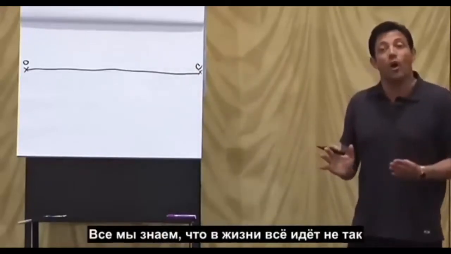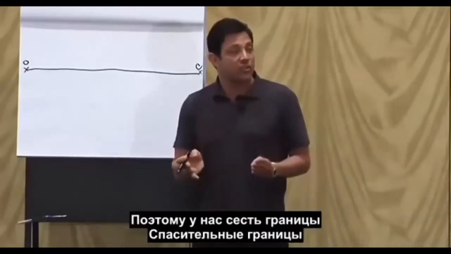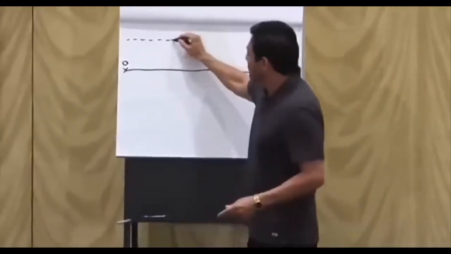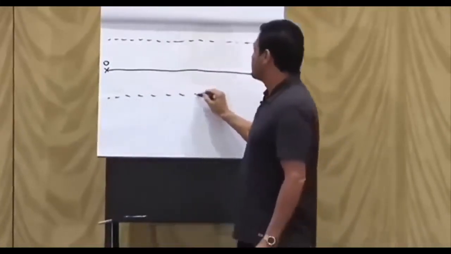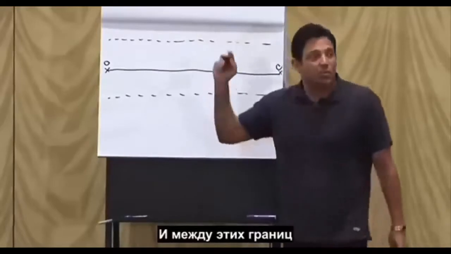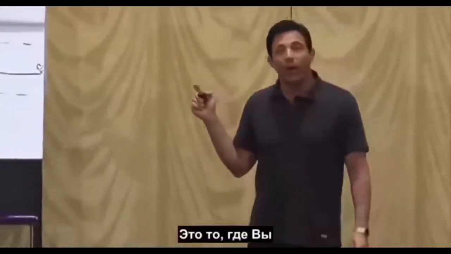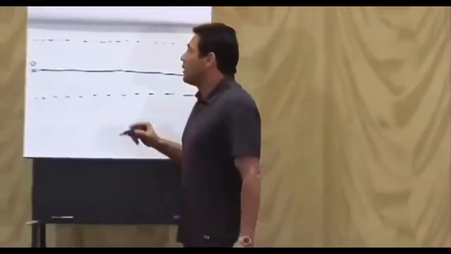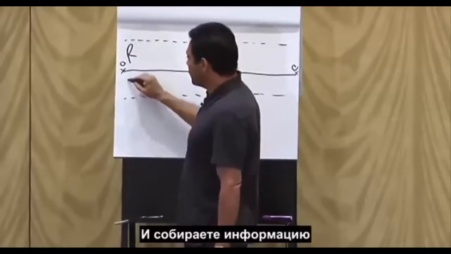Now, we all know that in the real world, it doesn't go this way. So we have what we call boundaries, healthy boundaries that go off the straight line. And they're very powerful. They're helpful. You have a boundary above the line, and you have a boundary below the line. Okay? And it's between these boundaries, and I mentioned this before, okay, where you develop rapport and gather intelligence.